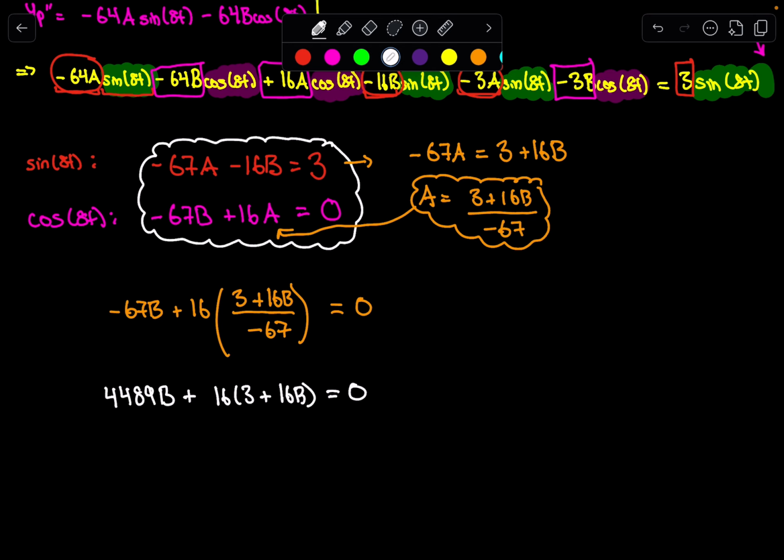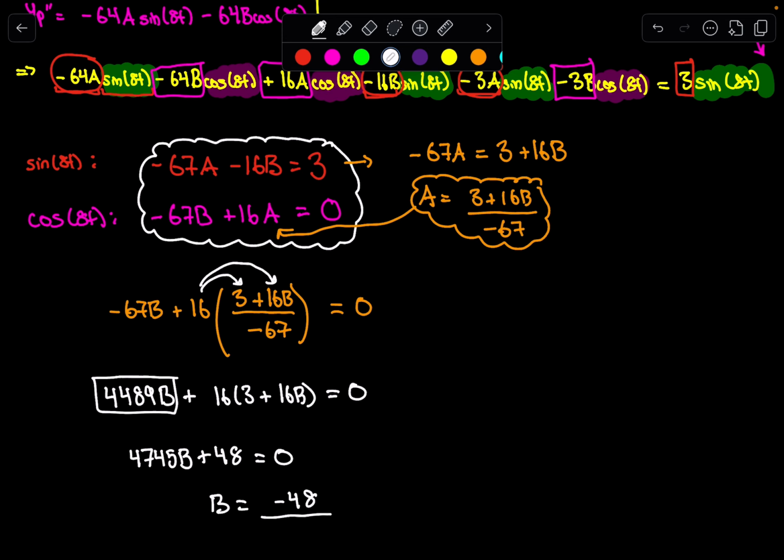And I'm going to combine some like terms. I'm going to have 16 times 3, that's going to be 48. And then I'm going to have 16 times the 16, which I'm then going to add to the total number of b's that I have over here. So 16 times 16 is 256. And then if I add that to my existing b's, I'm going to get 4,745 b's, and this is equal to 0. And so we're going to get that b is equal to negative 48 divided by 4,745. I don't know, is that divisible by something? Let's try it out.